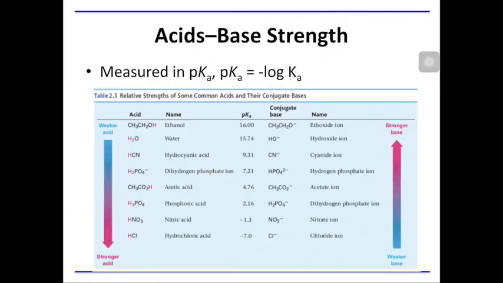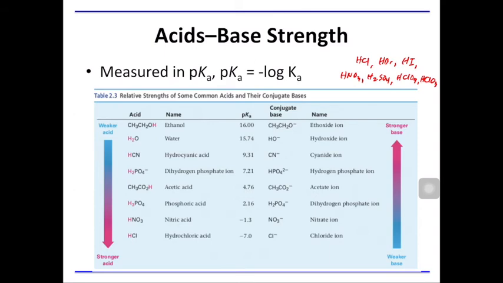In the context of the Bronsted-Lowry definition, the strength of organic acids can be measured based on their pKa value. We have 7 strong acids, and those are hydrochloric, hydrobromic, hydroiodic, nitric, sulfuric, perchloric, and chloric. Apart from those strong acids, all other acids are weak acids.